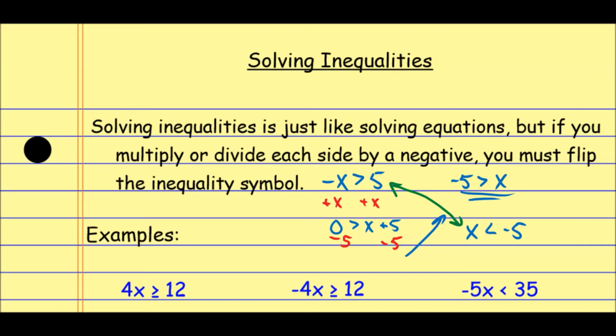And with equations, that didn't matter. You know, when you change sides of an equation, an equal sign is the same no matter which way or which side you're on, all right? But an inequality sign is not. And so we have to just remember this rule that when we multiply or divide by a negative, you have to flip the inequality sign, okay?